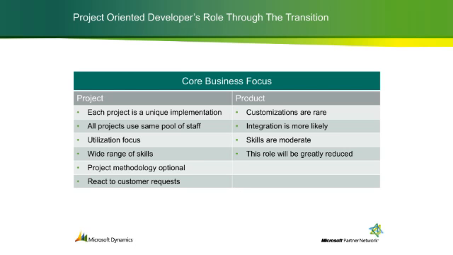Let's take a look at some of the characteristics we'd be facing as we move to a more product-oriented environment. So customizations, really, as a programmer, you're going to see customizations become a rarer thing. Out of the box is going to be more the mantra in the volume business. Integration, though, is going to be more the likely work that you'll be facing as organizations want to tie systems together. Data integration and systems integration are going to be more important.